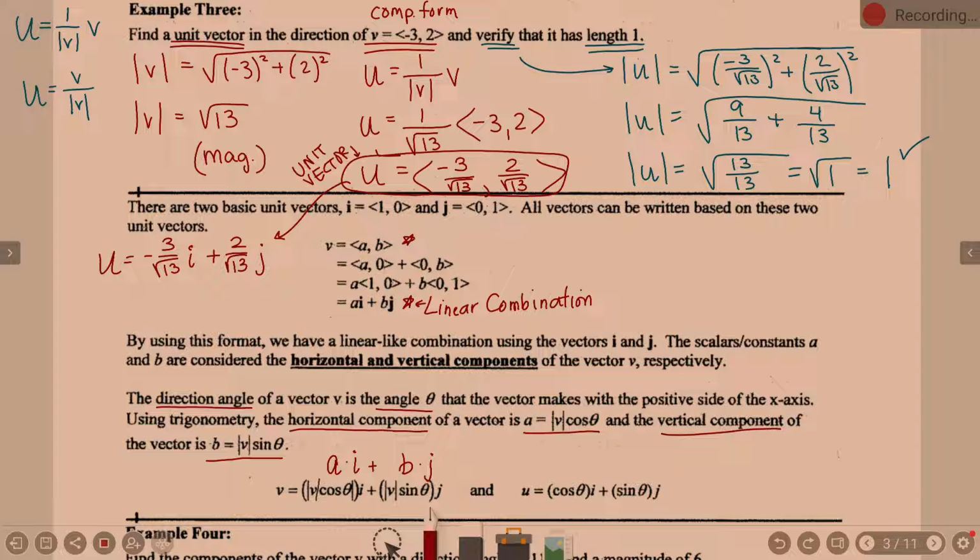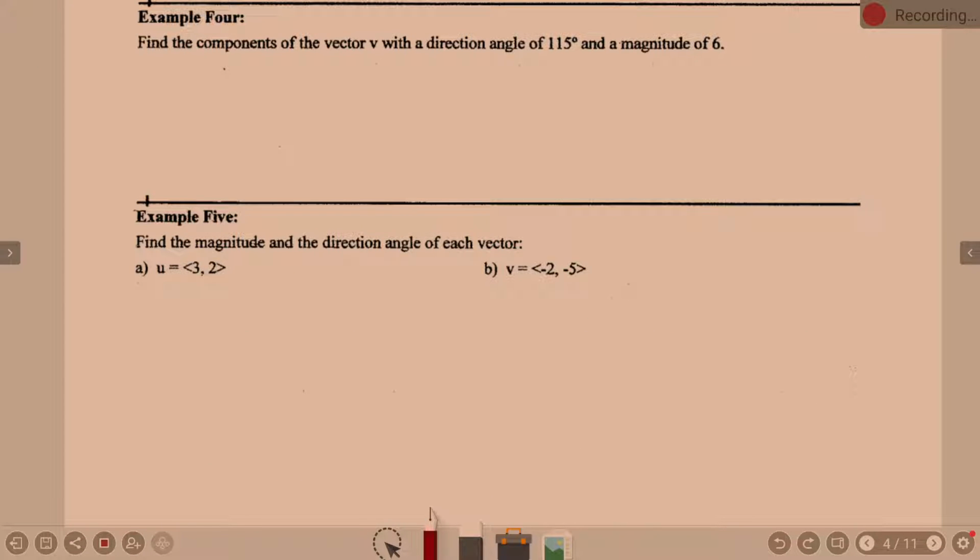So, if you guys are ready, let's look at example 4 and use some of this information I just went over. Example 4 asks us to find the components of the vector v with a direction angle of 115 degrees and a magnitude of 6. So it's asked me to find components, and when it's asked me to find the components, it's basically asked me to find A and B.